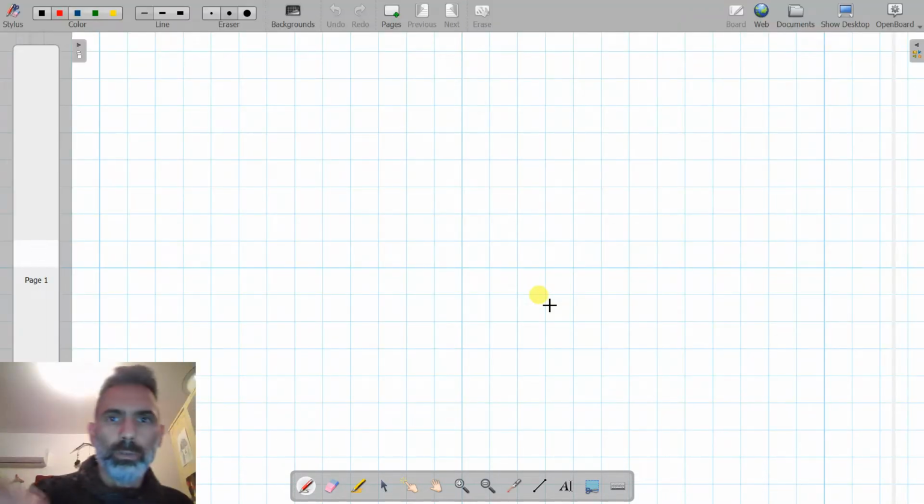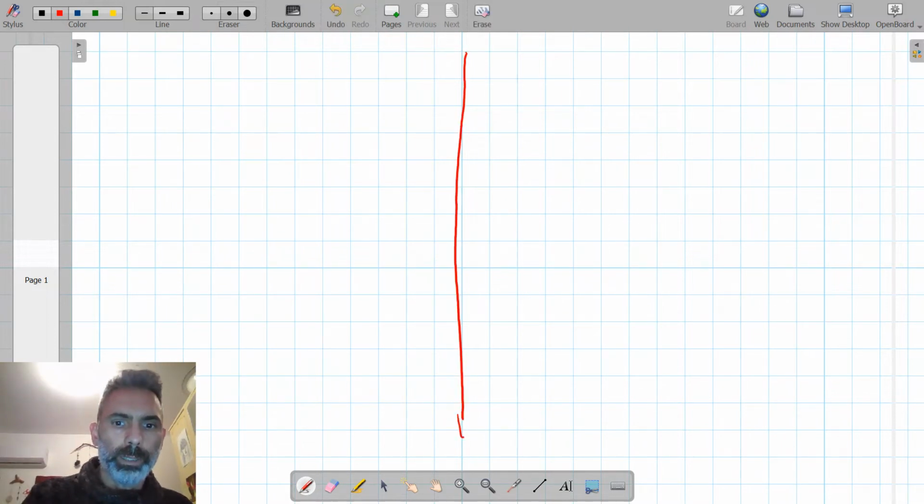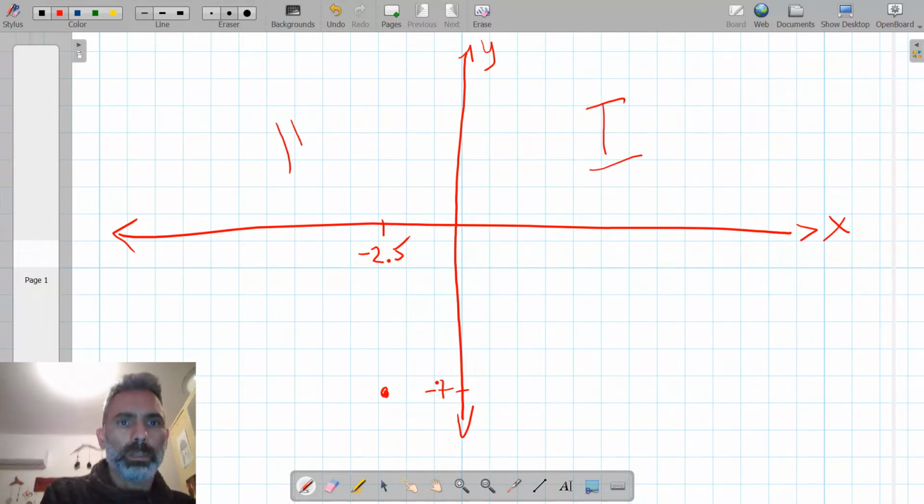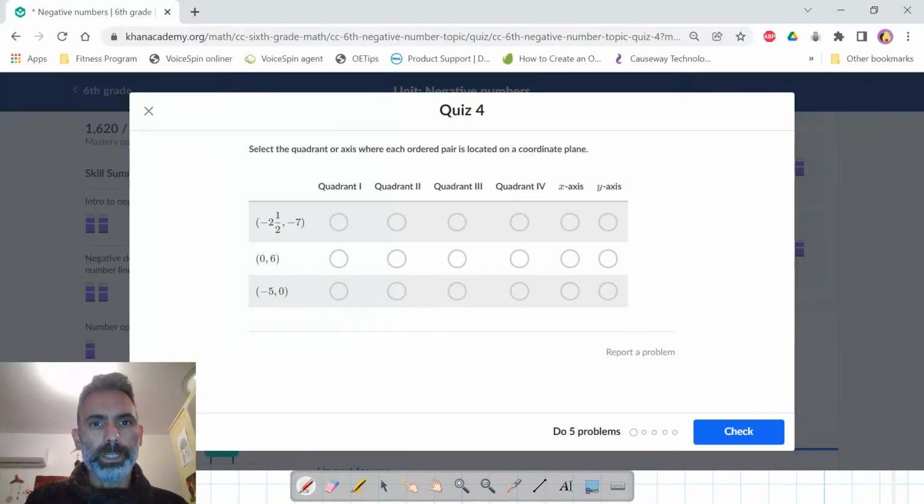Okay, so let's draw the coordinate plane. That's the y-axis, that's the x-axis. So -2.5, let's say it's here, and -7 somewhere down here. So that's the point. So that's quadrant 1, that's quadrant 2, that's quadrant 3.